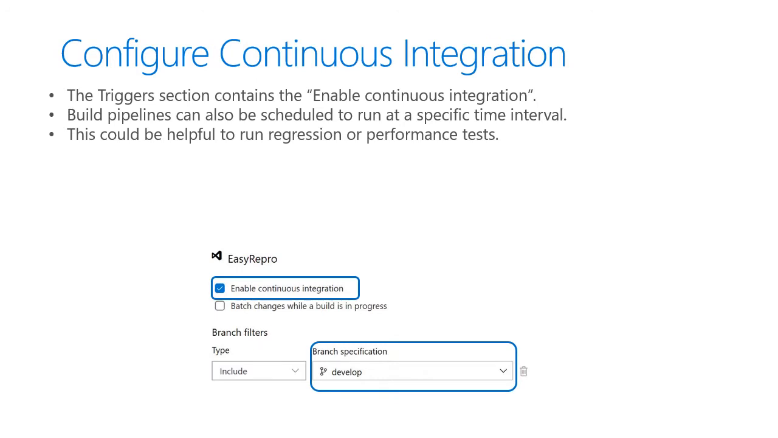Finally, once we've configured our build pipeline, we will set up a trigger for continuous integration. This will allow us to kick off the build pipeline once a developer commits changes. This can also be helpful for running regression or performance tests based off of time intervals.